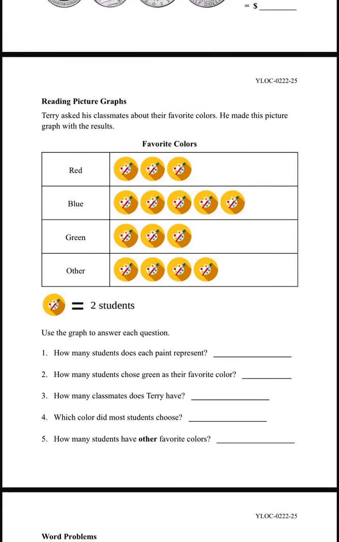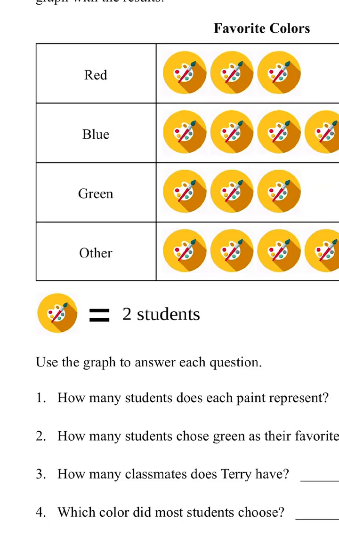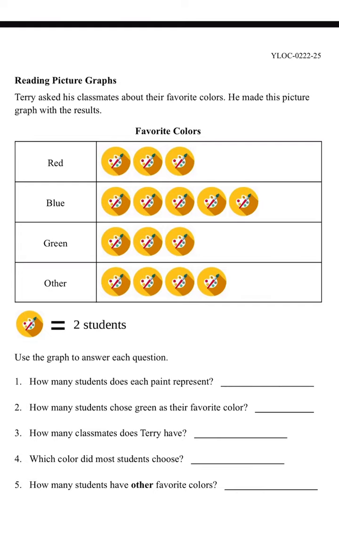For this part, we need to read the pictures of the graphs. So, Terry asked his classmates about their favorite colors. He made this picture graph with the results. So let's look at question number 1. It says, how many students does each paint represent? So if you look at it, it says that each paint represents 2 students. So 2 students is the answer.